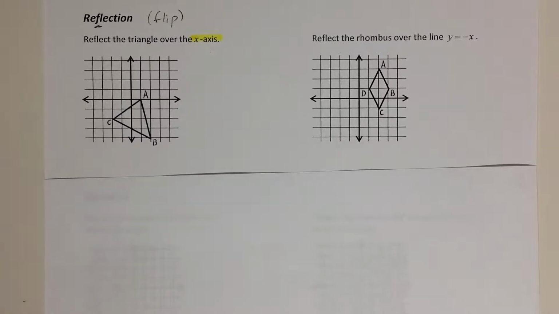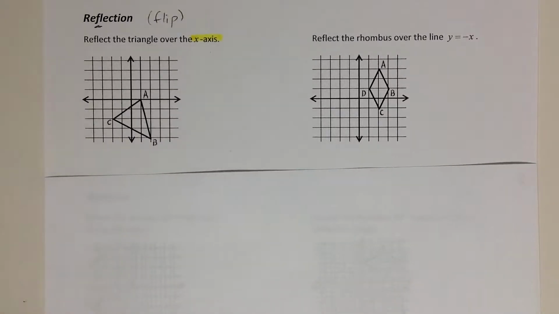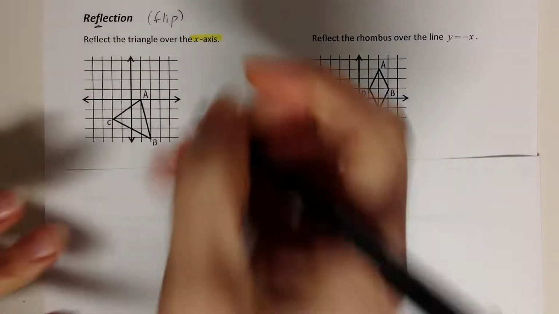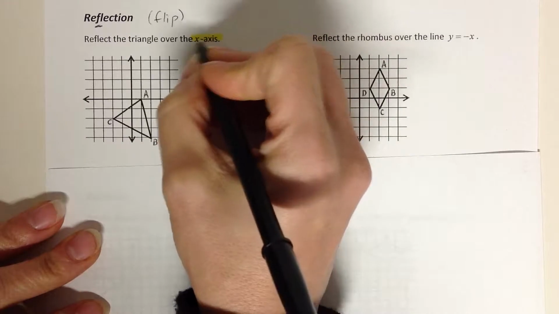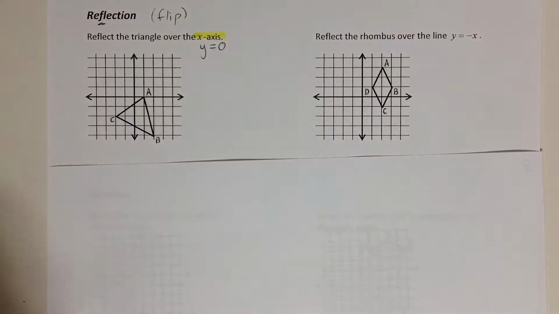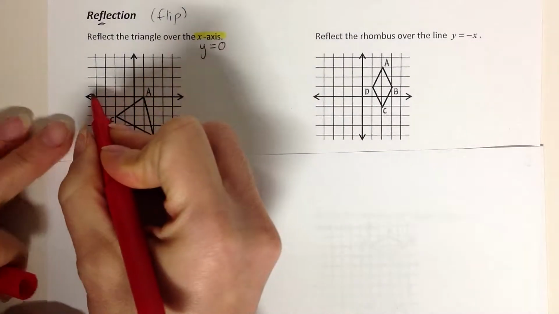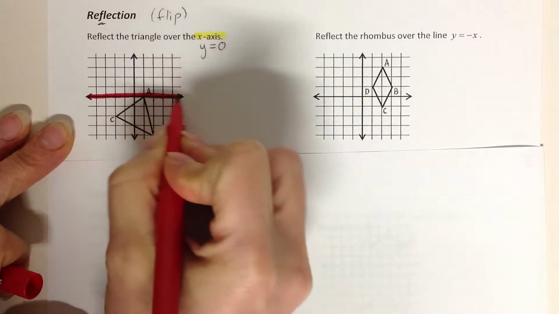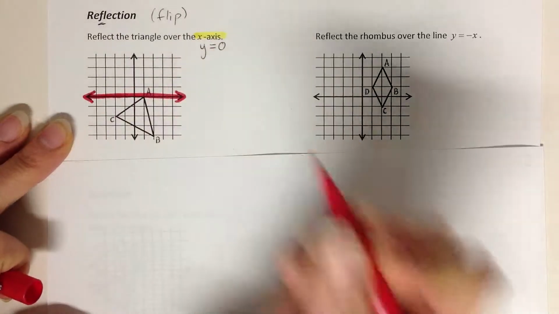Alright, so as an educator, I see that this is the most common mistake, but I know I've made this mistake as well. So first of all, know that they can give you the equation of the line. So the x-axis, the equation of that line, the horizontal lines are y equals. So my first step is always to make that line nice and bold so I can visualize folding it.